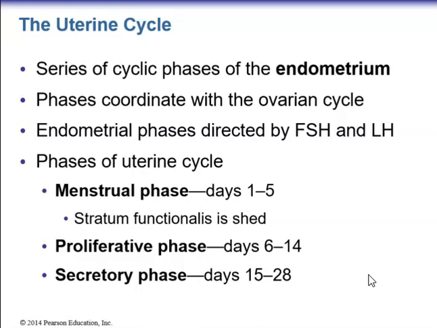After the menstrual phase, you then have a proliferative phase. This is when we have regeneration of the endometrium, and this occurs during days 6 through 14. And then we have the secretory phase, occurring during days 15 to 28. A normal menstrual cycle is usually about 28 days. And of course, they vary from woman to woman.